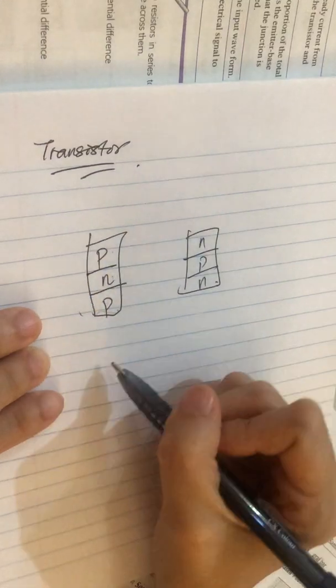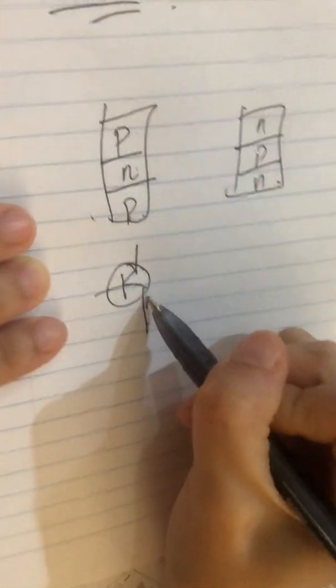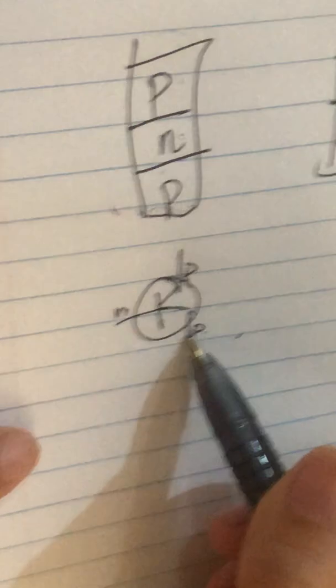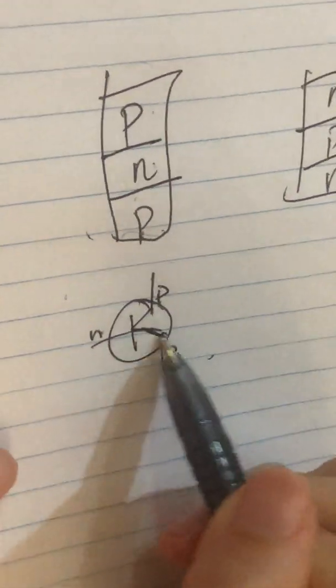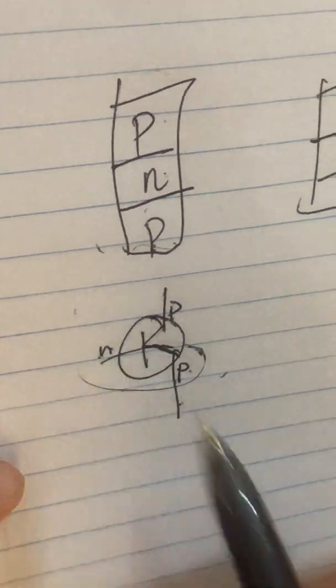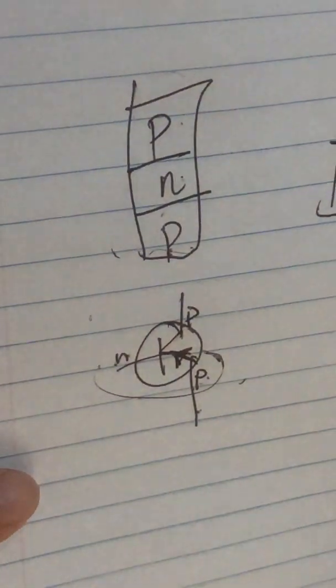So how are you going to draw the symbol? The symbol of a transistor looks like this. You see that the P here will be at the bottom, and then N will be here, and this is P. So P and N, we always look at the two bottom terminals. You see that for P and N, the current will flow from positive to negative, right? So the arrow will be drawn in this direction.